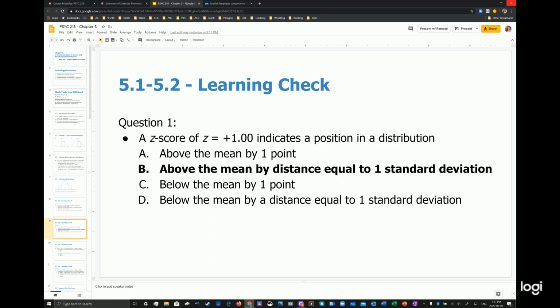If you picked B, a z-score of +1 means it's above the mean because it's plus, and it's 1 standard deviation above the mean because, well, it's 1. That's what z measures. Then you're good. A point value here would mean an X value, so those are not correct. And anything with below is definitely not correct either, because the positive sign here means above the mean.